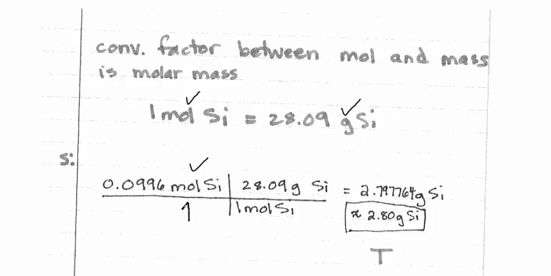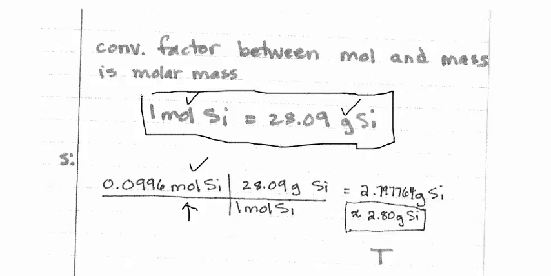So I always start with what I'm given, 0.0996 moles of silicon, and then I arrange my conversion factor so that my unwanted units cancel out. Since I have moles in my numerator, I want moles in my denominator. And everything cancels out except for my units of grams. When I multiply my numerators together, I get 2.797764, and I would divide by 1, which doesn't change its value.